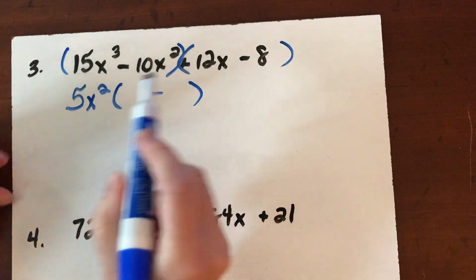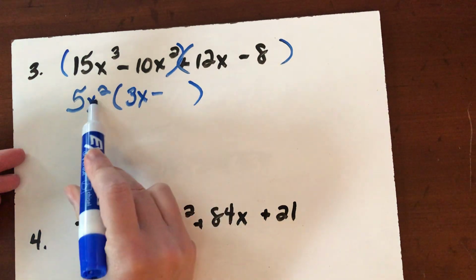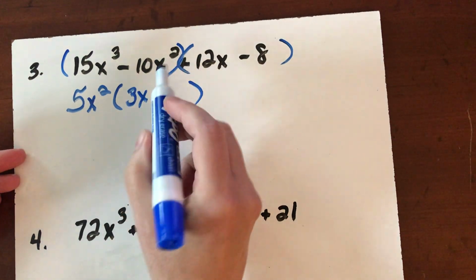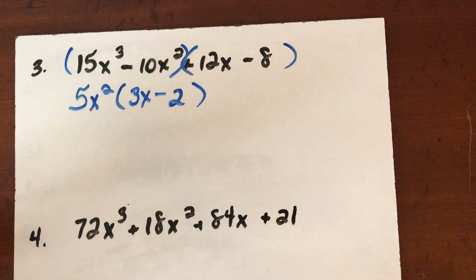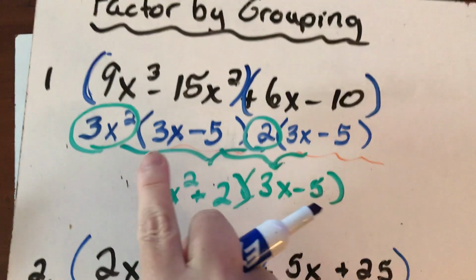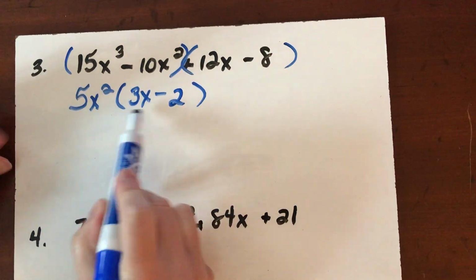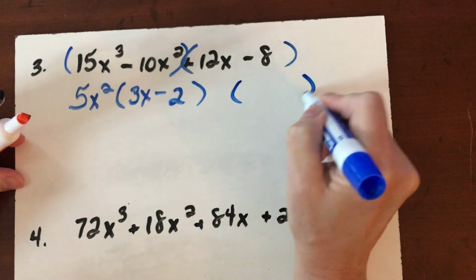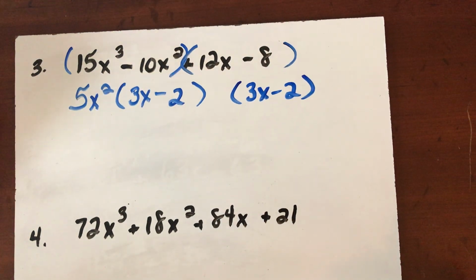So I'm going to go ahead and work backwards. 5x squared times what is 15x cubed? Well, that's going to be 3x. 5x squared times what is negative 10x squared? And that's just going to be 2. Now, this is where I'm going to teach you how to cheat a little bit. Because we're factoring by grouping and what we're getting into next week, you see how these were the same? Those are the same. They're always going to be the same. So what we can do is once we figure out this one, go ahead and cheat and put it here. This way, if we have any inverses or anything, it's going to make it a lot easier.